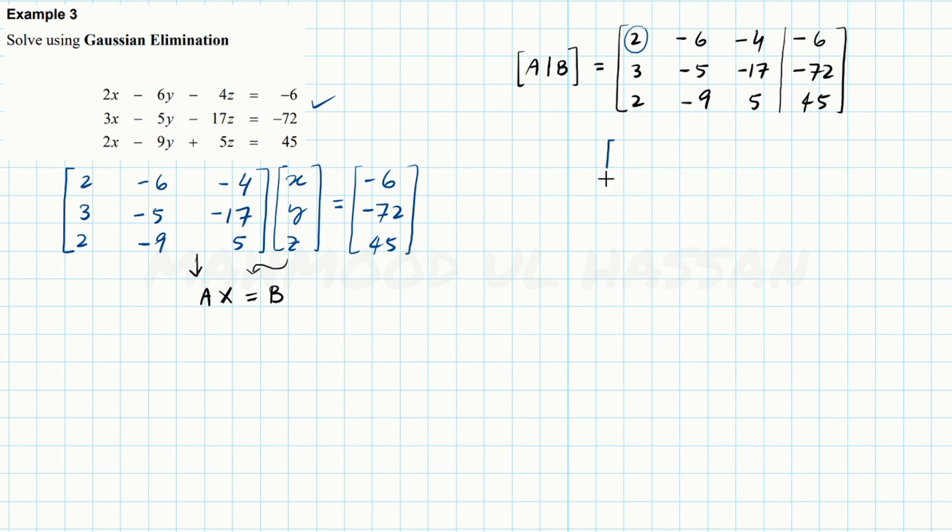This is my augmented matrix. So we are going to multiply 1/2 with row 1. When we multiply 1/2 with 2, that becomes 1, -6 becomes -3, -4 becomes -2, and -6 becomes -3. The rest of the elements will remain the same. Is it okay?